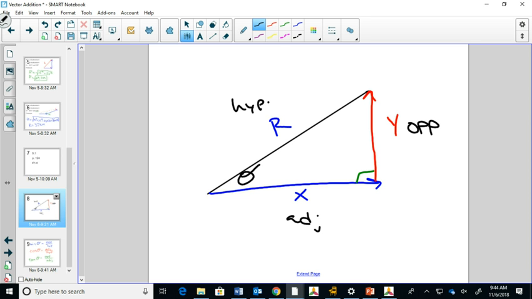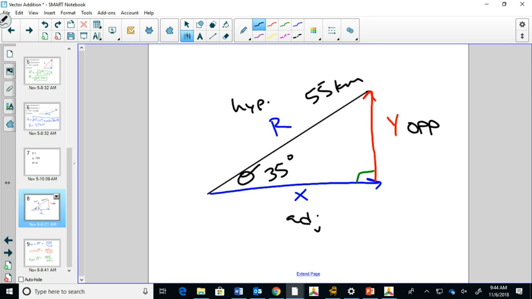Is that all right? So let's say that this R was 55 kilometers, and this angle was 35 degrees. Okay, can we figure out these x and these y components? We should be able to do that, right?